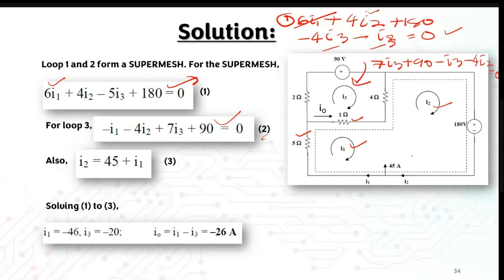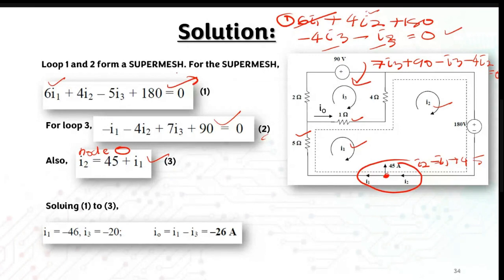And also don't forget you have this at node 0. This one is the equation from your node 0. Just put a note here, this one and this one. What you have is I2 equal to I1 plus 45. So that is your equation 3.